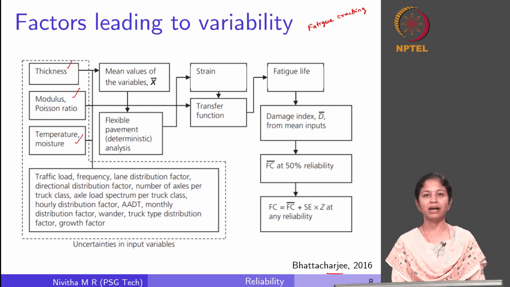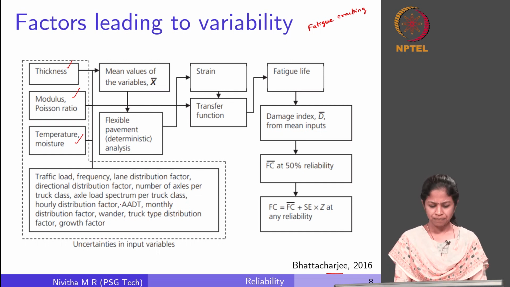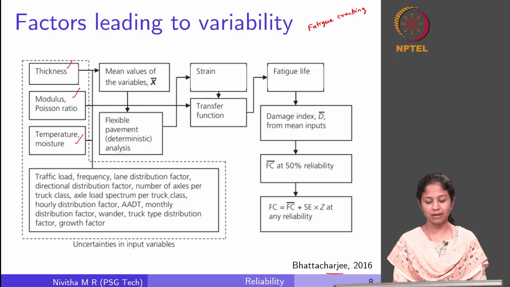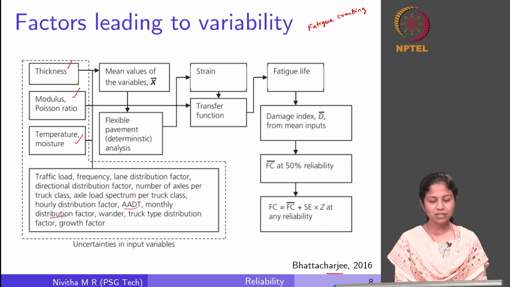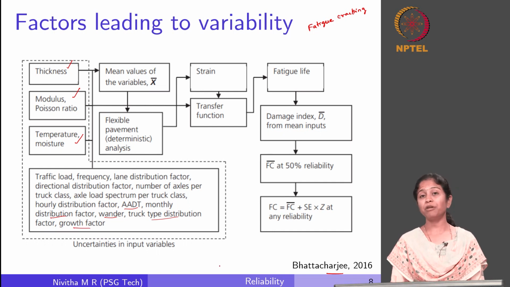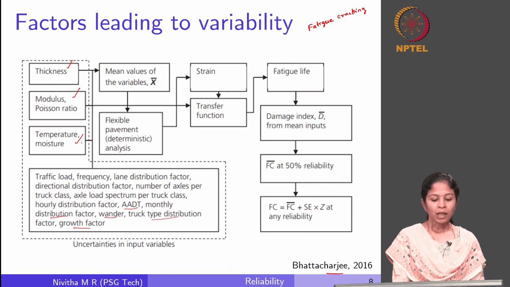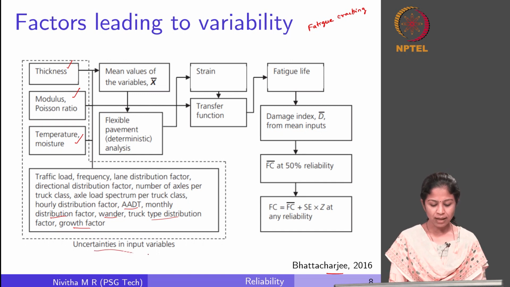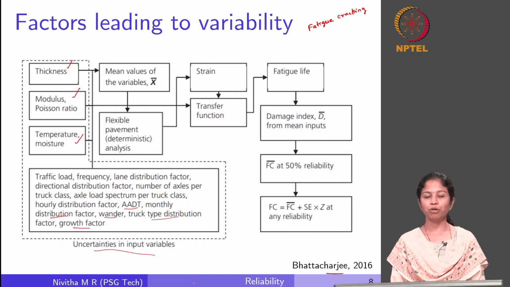I will talk more about this when I am explaining AASHTO. The axle load spectrum per truck class, or in fact you would have discussed all these things in the previous lecture on traffic. Hourly distribution factor, AADT, monthly distribution factor, traffic wander, truck type distribution factor, growth factor. So, there are a number of input parameters which we consider when we do a detailed design with the traffic input parameters. Considering all these, you can see there are uncertainties in all these input parameters.